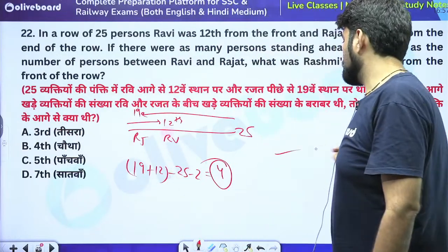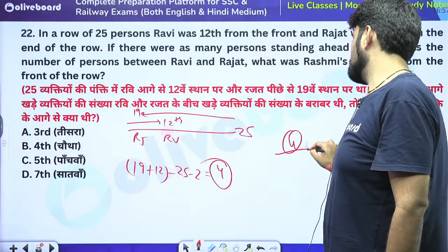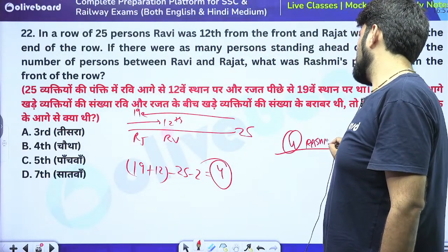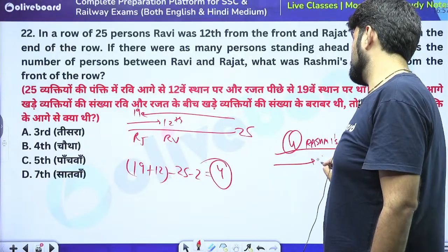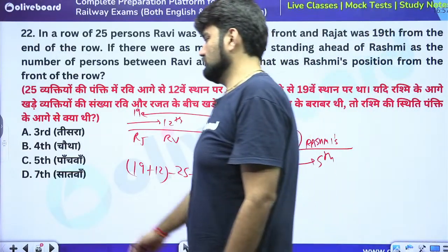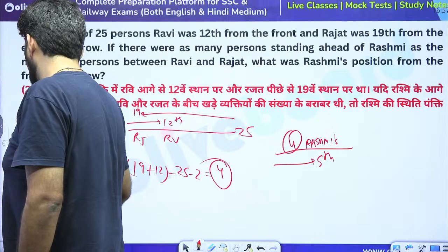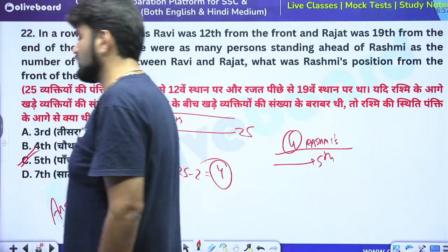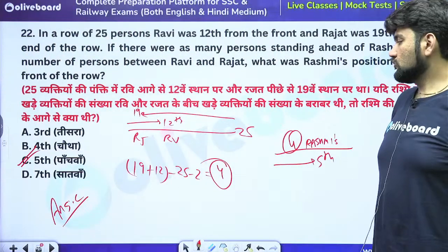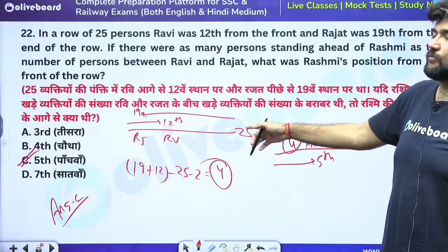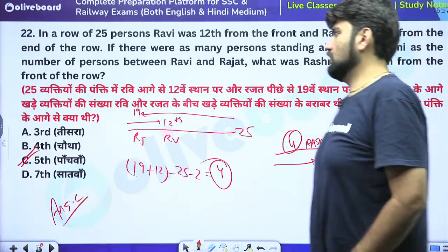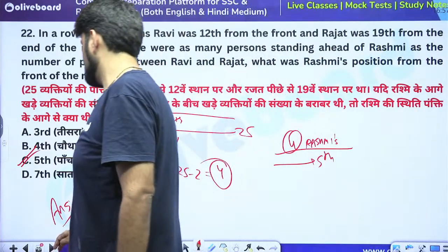That means there are 4 people standing ahead of Rashmi. What is Rashmi's rank? From the front, 5th. That's it. The question would have been very interesting if they would have now asked you what is Rashmi's rank from the back. So then after finding 5, you would have subtracted it from 26 and gotten your answer. Okay. Next.